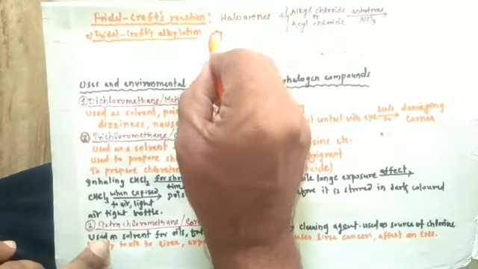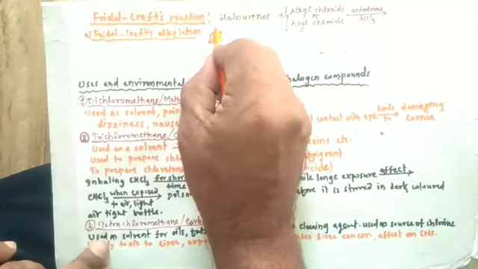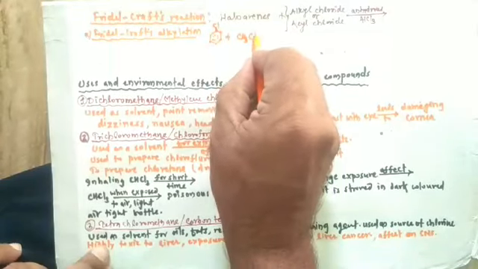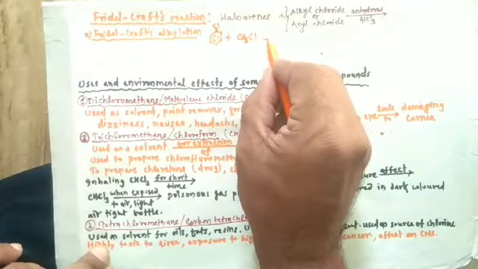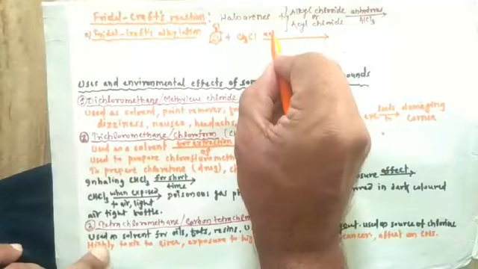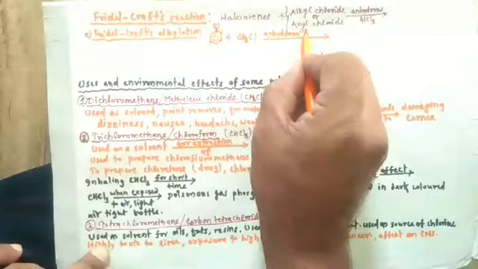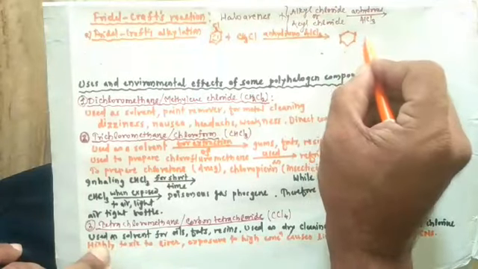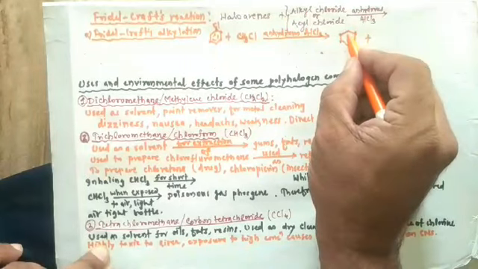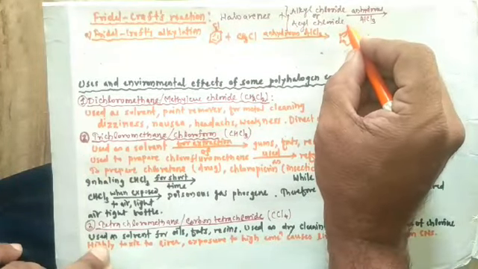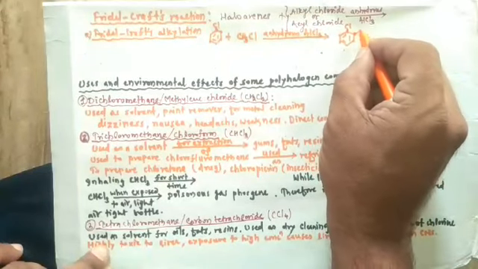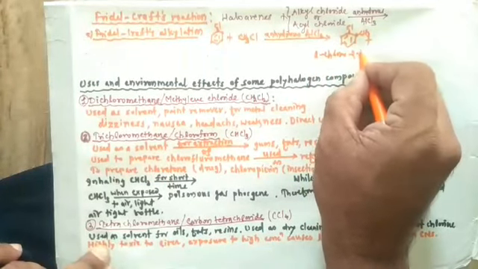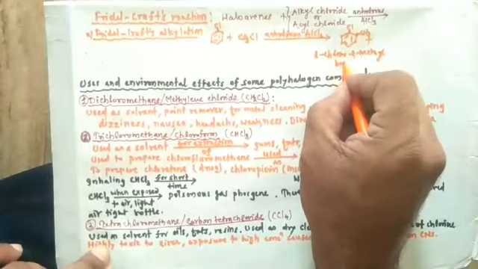So when chlorobenzene is reacted with an alkylating agent, that is methyl chloride, and when the reaction is carried out in the presence of anhydrous AlCl3, then here we get a mixture of 1-chloro-2-methylbenzene.